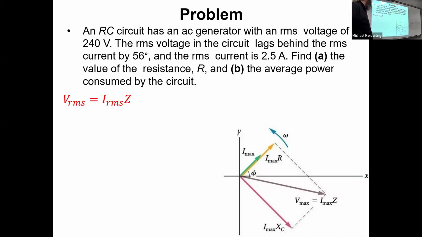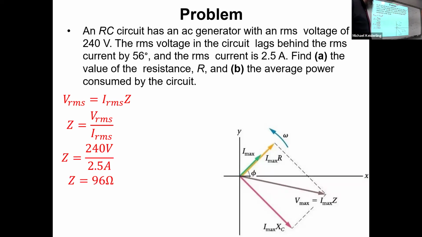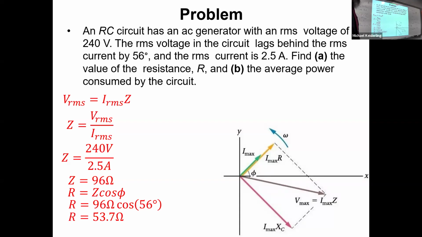So voltage root mean square equals current root mean square times Z. Z is going to be voltage root mean square over current root mean square. So 240 volts over 2.5 amps gives us an impedance of 96 ohms. And because R over Z equals cosine phi, R is just going to equal Z times cosine phi. So R is 96 ohms times the cosine of 56 degrees, which is 53.7 ohms.